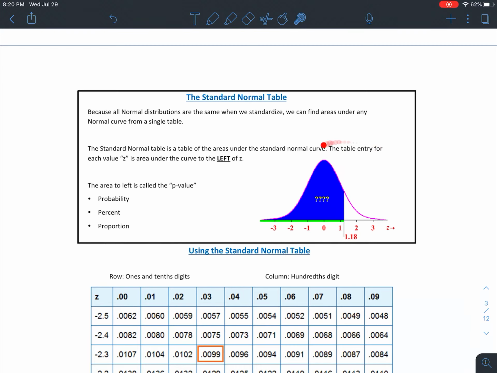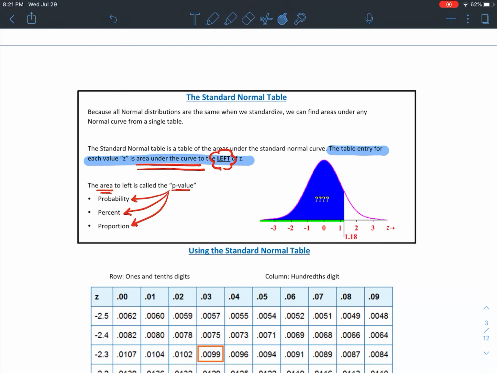Okay, and there is a little picture like this at the top of the table, and you'll notice it has things shaded to the left. That's very important here. The table entry for each z-score value is always referencing the area under the curve to the left of the z-score. This area can be referred to as a p-value, which is the probability, the percent of the data, or the proportion of the data. All of those are the same thing.